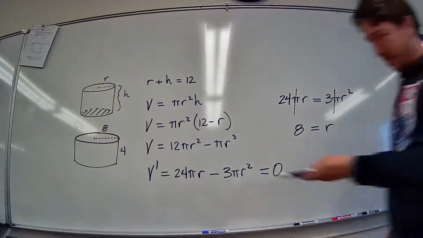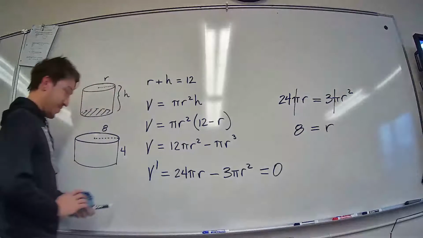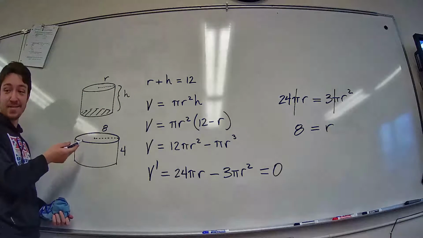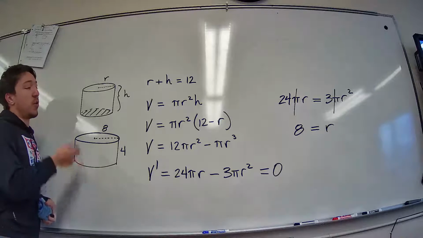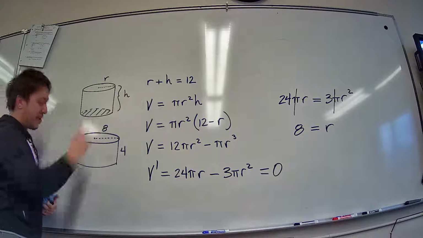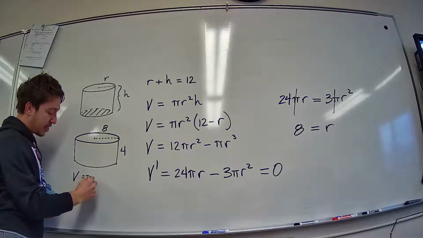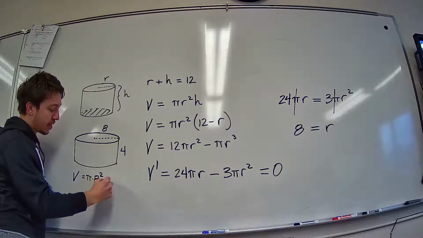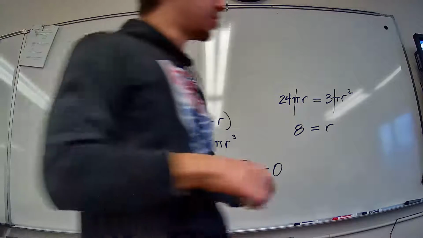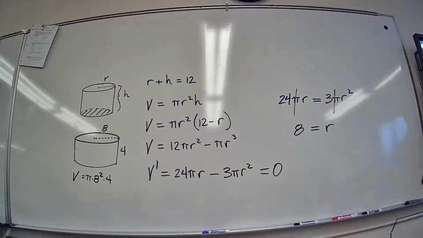Anyway, oh, I didn't finish the problem. Sorry. Here's a rectangle and two circles. Okay, so the question's actually asking, what is that optimum volume? So you have to plug these back into the volume formula. The volume is going to be pi times radius squared times height. So 64 times 4 is 256. So it's 256 pi.